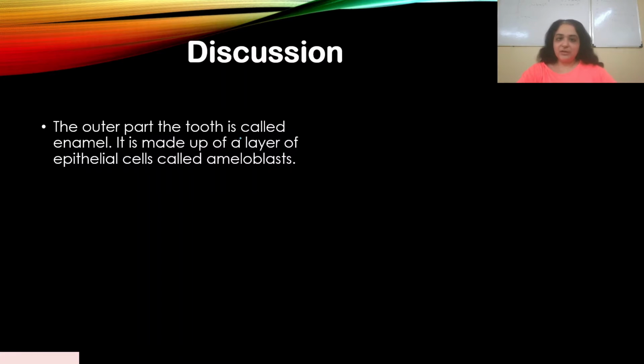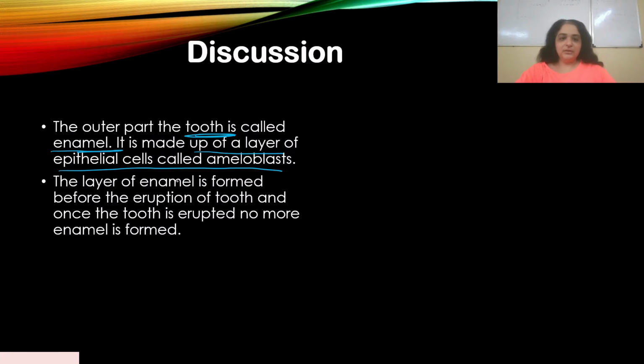The outer part of the tooth is called enamel, and it is made up of a layer of epithelial cells called ameloblasts. These ameloblasts create the enamel of the tooth. Now, the layer of enamel is formed before the eruption of the tooth, and once the tooth has erupted, no more enamel is formed. So you should remember that enamel is formed before eruption, and after that there is no more formation of enamel.